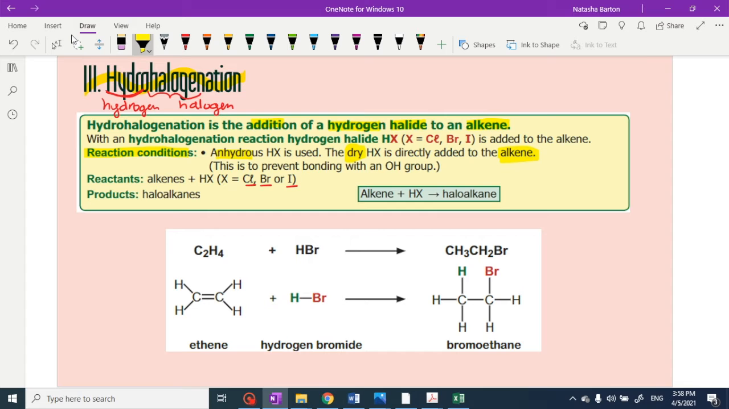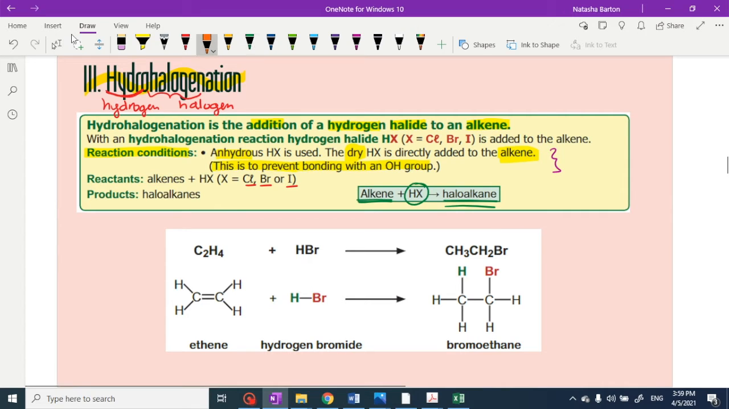And they give an explanation of this. Okay, so they say this is to prevent bonding with an OH group. So they're just explaining here, if this hydrogen halide was hydrated, instead of having hydrohalogenation, we would have hydration taking place. But grade 12s, you don't need to know this off by heart. It's just for interest sake. The general equation for this reaction is an alkene reacts with a hydrogen halide to form a haloalkane. And remember, there's no reaction conditions that you have to write down.